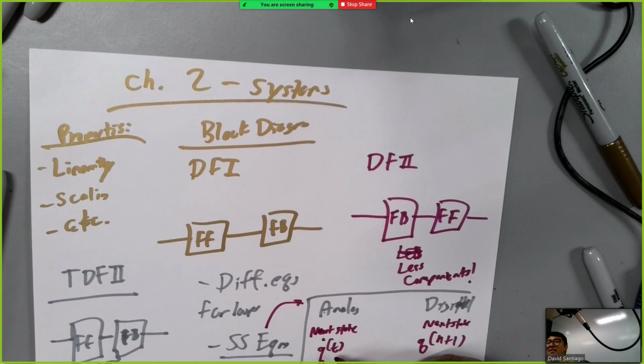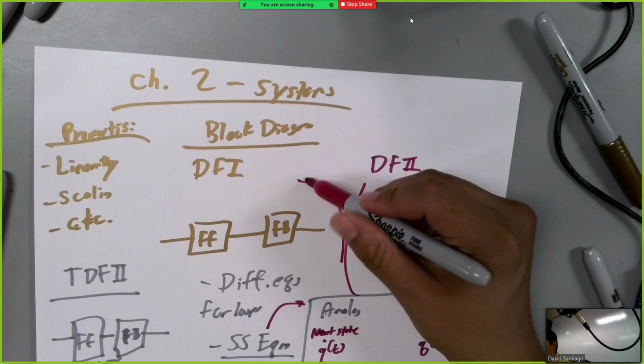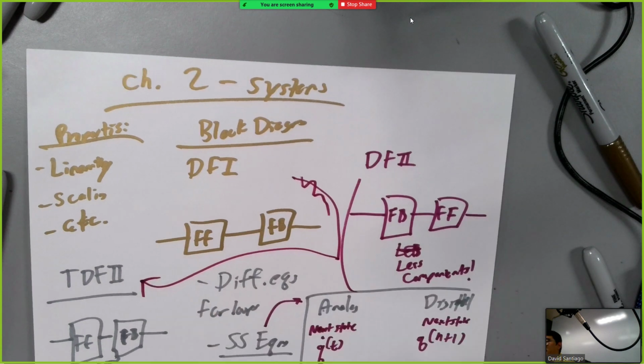And how do you get these? You get these from the direct form 2 block diagram or the transposed version. So if he asks you for state space equations, can you do them for both analog and digital? Easy, eh? All right, page 3.